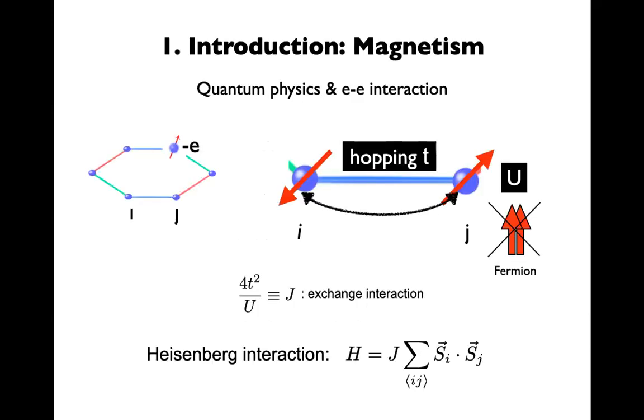Okay, so let's begin with magnetism. If you open up a textbook of magnetism, magnetism is quantum physics and just electron-electron interactions. We have heard a lot about the Hubbard model. So you take one electron and put it in here, of course, the energy is U, and fermions are not allowed to have two same spins on a site. So we end up with an exchange interaction, which goes as t squared over U, and the Heisenberg interaction is going to be the one we'd expect.